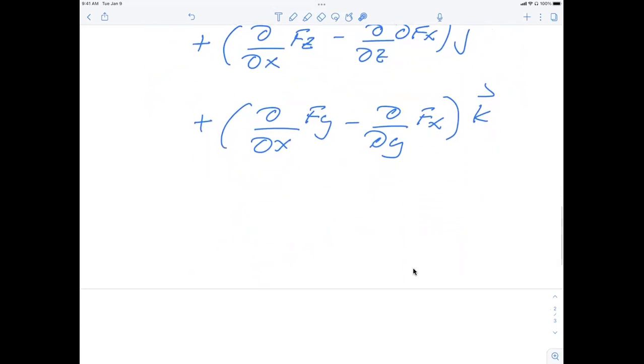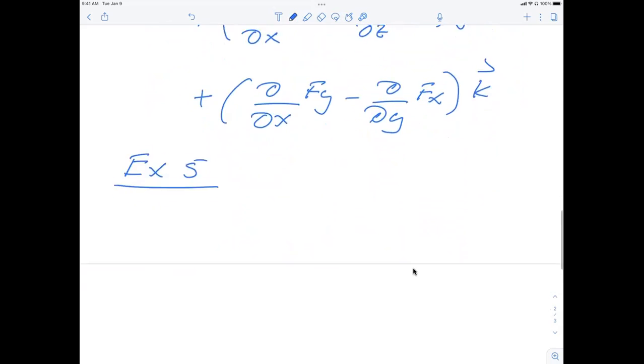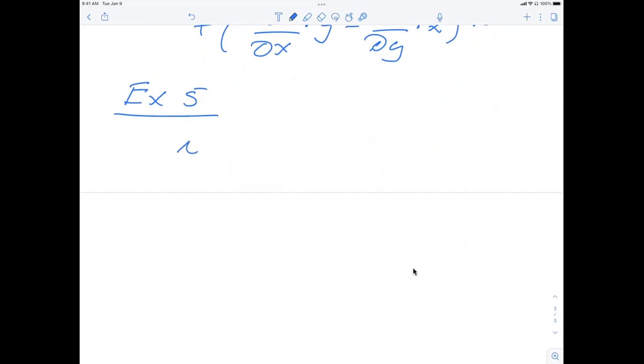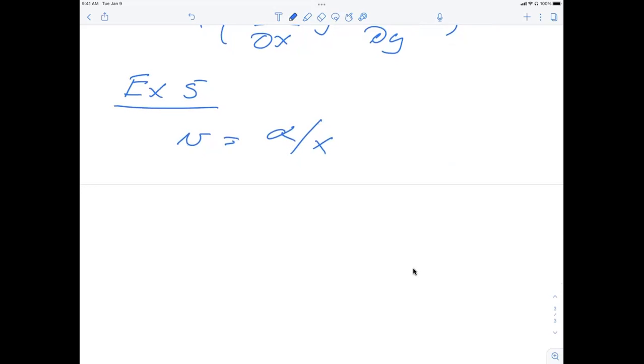So in exercise 5, what we have is a velocity which is given by a parameter alpha divided by x. Nothing else is said here, except that you can assume that you have a force which depends only on the spatial degrees of freedom. So we need to make some assumptions.